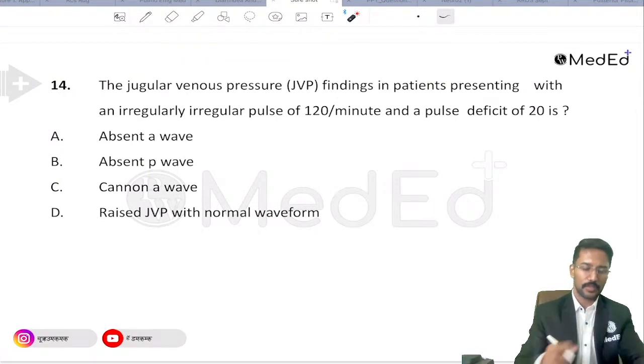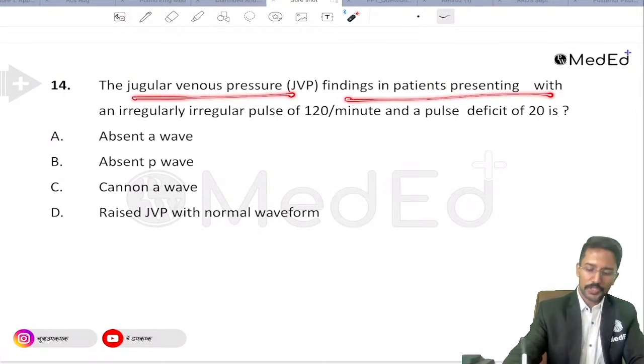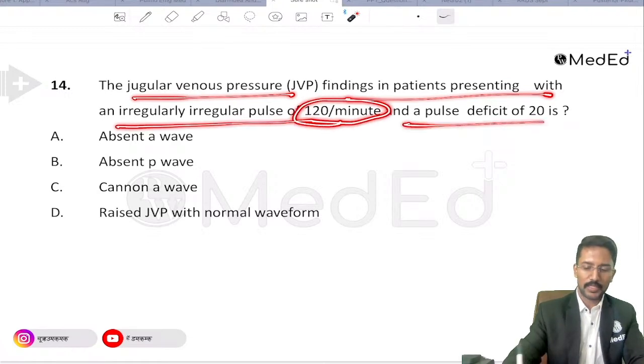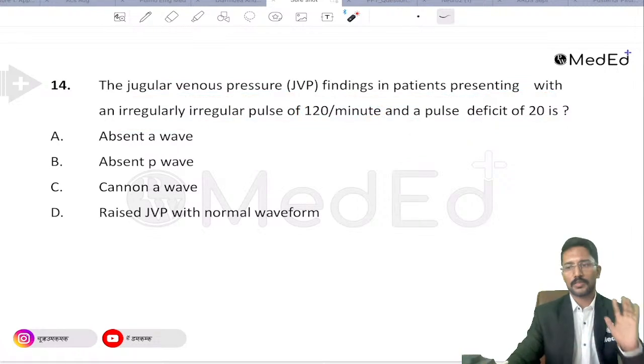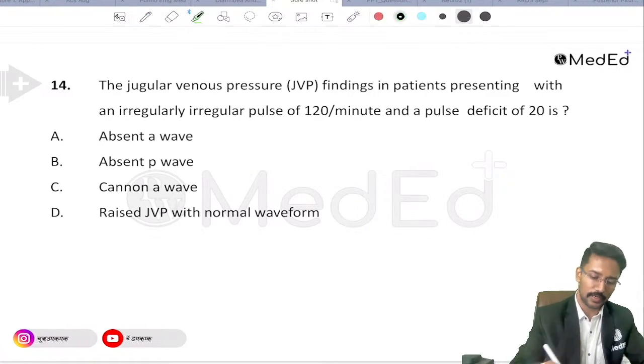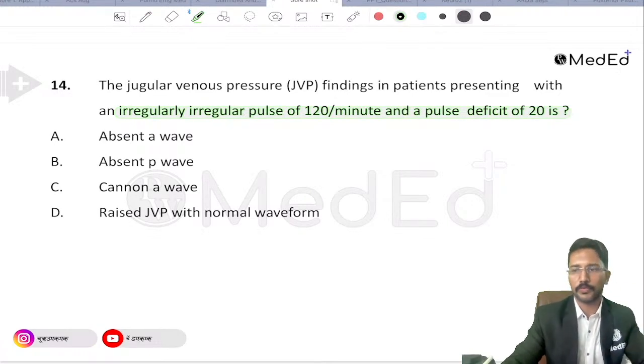Now coming to the next question. JVP findings in a patient with an irregular pulse of 120 per minute and a pulse deficit of 20: what are you going to expect? First you have to understand what the diagnosis is for this description, then you will be able to tell what the JVP finding is.